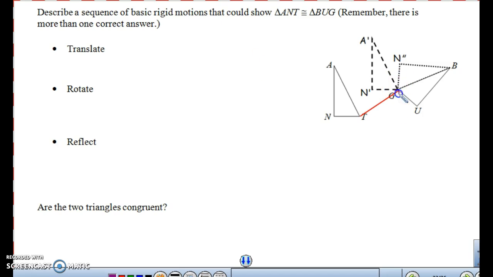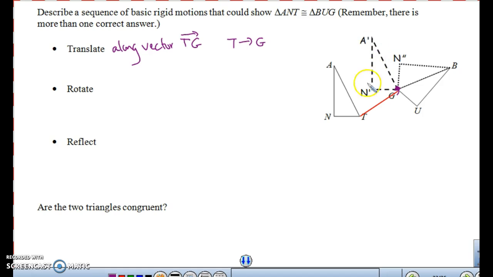So I'm going to translate along vector TG. Now, when I go from T to G, that means that when I'm done, point T will align with point G. So this is now my new point of my triangle, and I have the triangle A prime, N prime, G, because T becomes G.